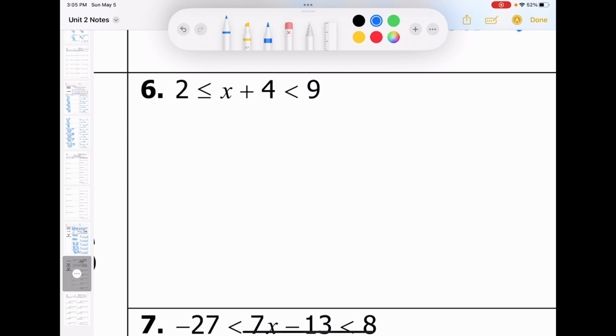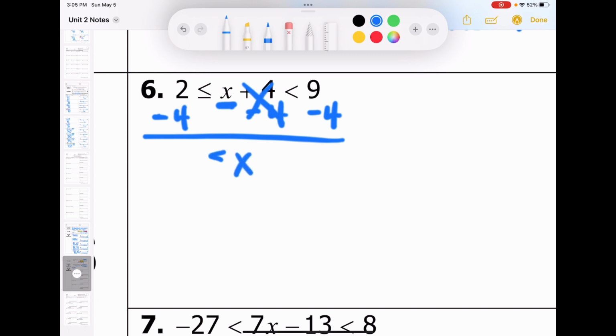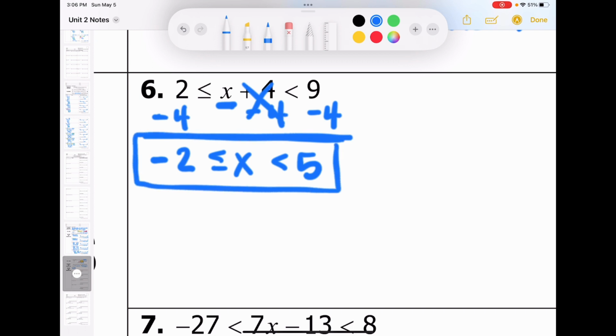So we have x that we need to get by itself. So I need to move that +4. To do that, I subtract 4. So I'm going to subtract 4 from 9, and I'm also going to come over and subtract 4 from 2. So these 4's cancel, so I'm just left with x in the middle. Then 9 minus 4 is 5, and 2 minus 4 is -2. So that is the solution that we're going to graph on the number line.